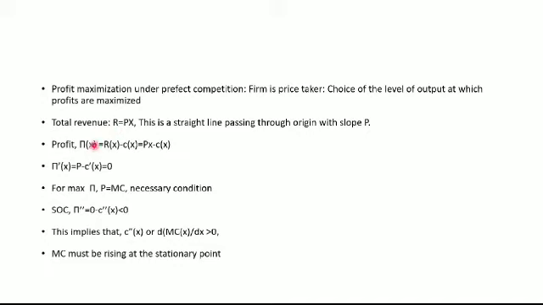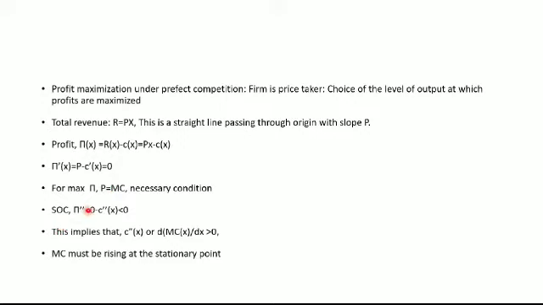Profit is written as a function of X, equal to revenue as a function of X minus cost as a function of X. So for this R as a function of X, you substitute Px, it becomes Px minus C(x). If you take the derivative with respect to X, pi prime X equals P minus C prime X. So this will be equal to 0. C prime X is equal to marginal cost. So price is equal to marginal cost. That is the necessary condition.